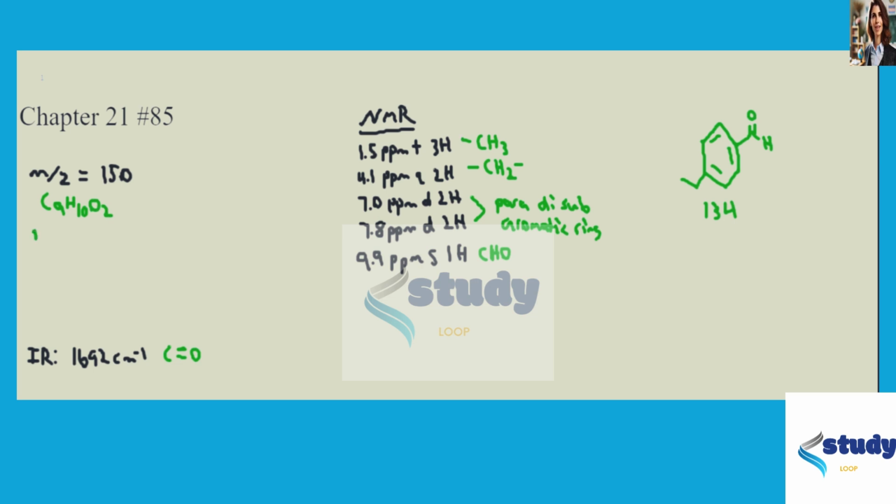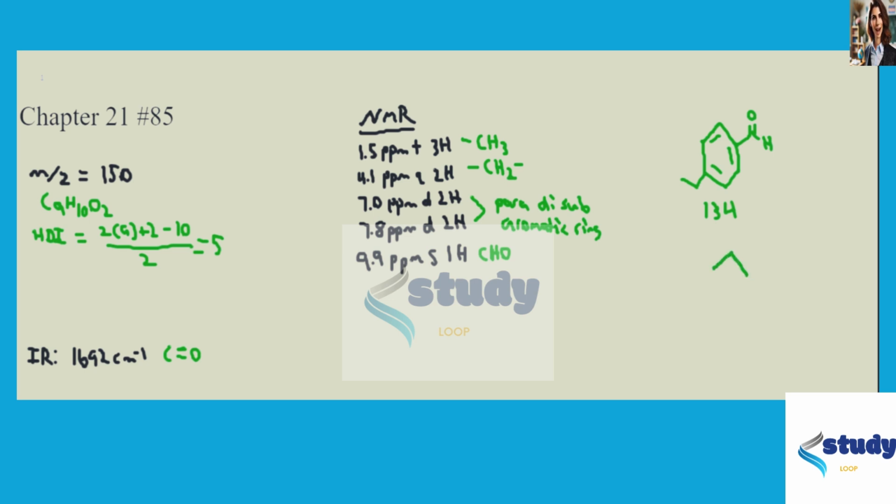And if we do an HDI on this formula, just to double check, just to make sure this is the right formula, it's going to be 2 times 9 plus 2 minus 10. So 20 minus 10 is 10, over 2 is 5. And so we have 5 degrees of unsaturation in the molecule that we've drawn.